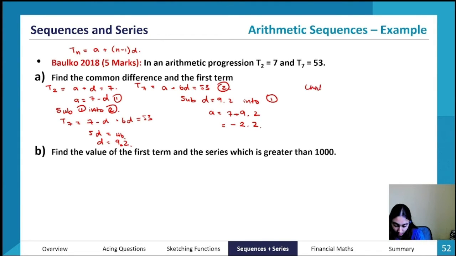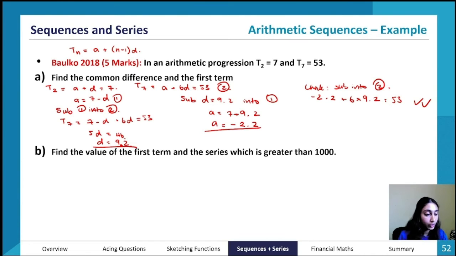So check by subbing into equation 2. So I get minus 2.2 plus 6 times 9.2 is equal to 53, which is correct. So my A and my D are right. Okay. The next question is to find the value of the first term in the series which is greater than 1,000.